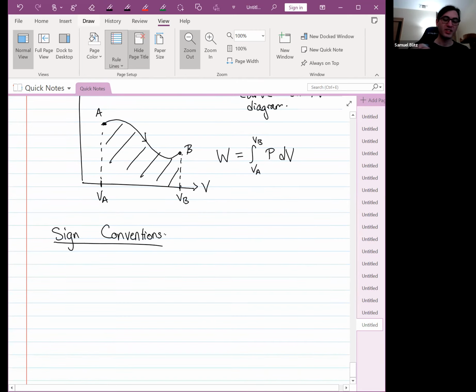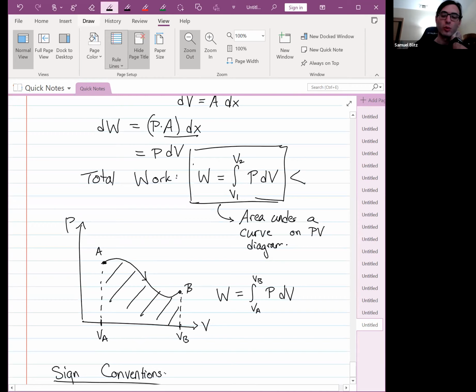So the sign conventions that we use come from this definition of work for gases, and that implies some sign conventions. In particular, when the gas expands, we assign that to mean that the work is positive. The way to see that is that if the gas expands, then dV is positive, and the pressure is always positive. So this would be the integral of a positive function from the left to the right. That's always going to be positive.